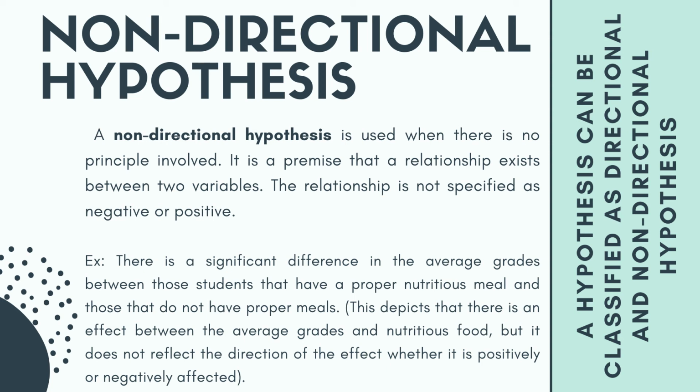For example, there is a significant difference in the average grades between those students that have proper nutritious meal and those that do not have proper meals. This depicts that there is an effect between the average grades and nutritious food. So, maaaring ang naging resulta ng statistics ay 0.01 and below. So, there is a relationship. But it does not reflect the direction of the effect, whether it is positively or negatively affected.